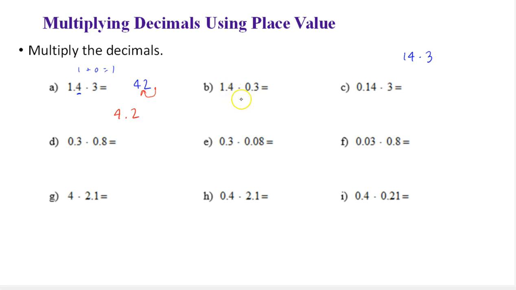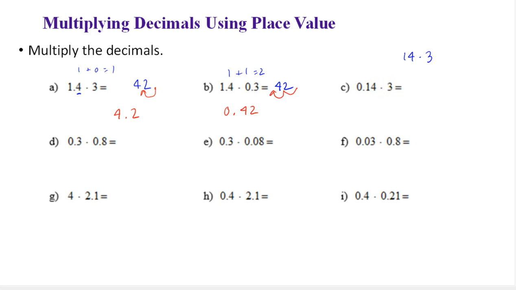Here, we know we're going to have 42 in some shape or form, but where does the decimal go? Here we have one digit to the right of the decimal. Here's a decimal. We also have one digit to the right. So that's a total of 2 digits. So I'm going to start all the way from the right and move 2 digits to the left, and I have 0.42 is my product. Okay.